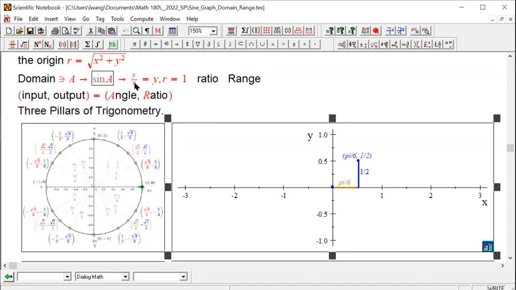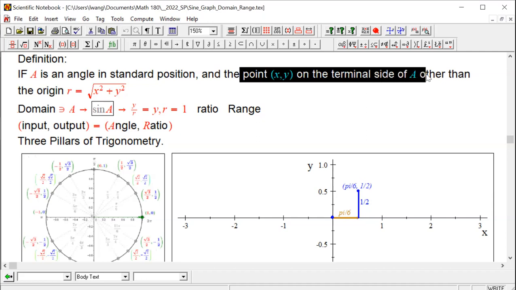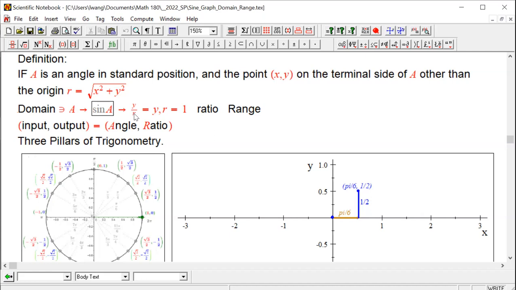R will never be 0. So let's look at the definition one more time. R will never be 0 because the point on the terminal side of the angle cannot be the origin. So this guarantees that r will never be 0. In other words, we never have a 0 denominator. We never have to worry about it. Every single point on the unit circle has a y coordinate, and that value is going to be the sine ratio. It's the output for sine.